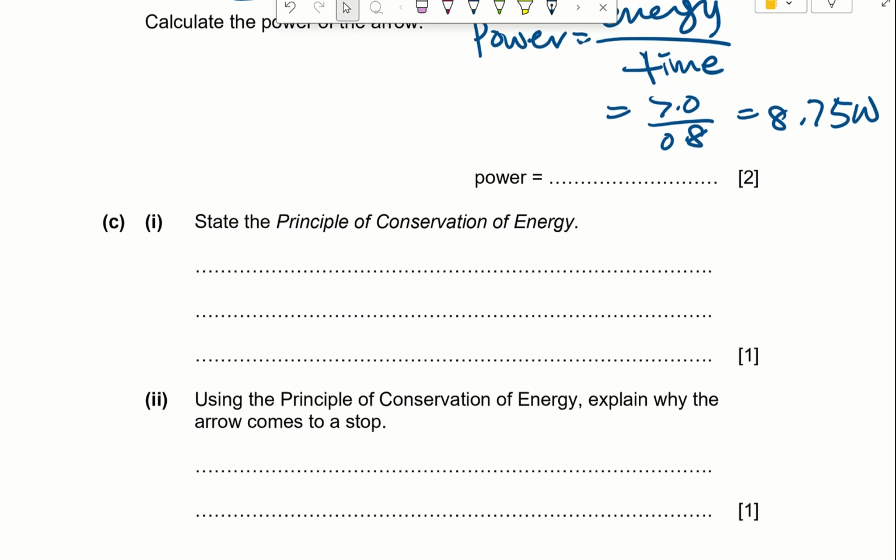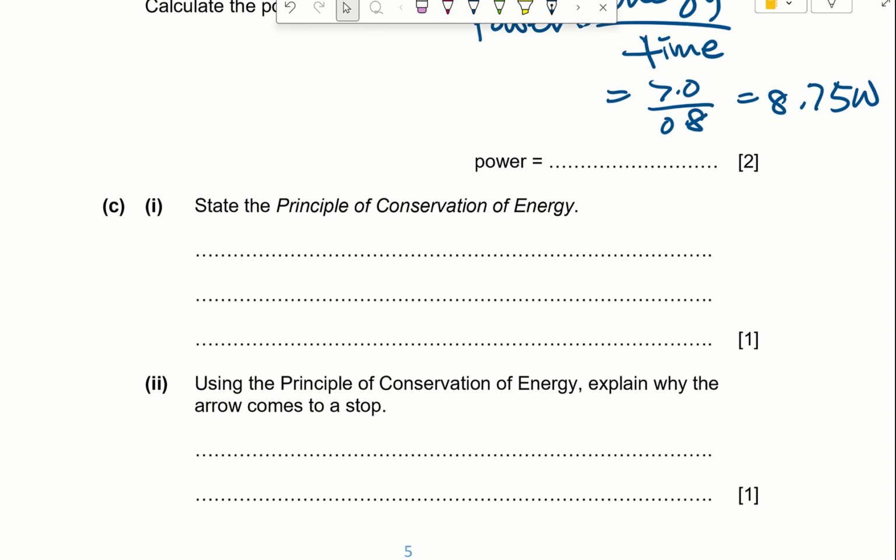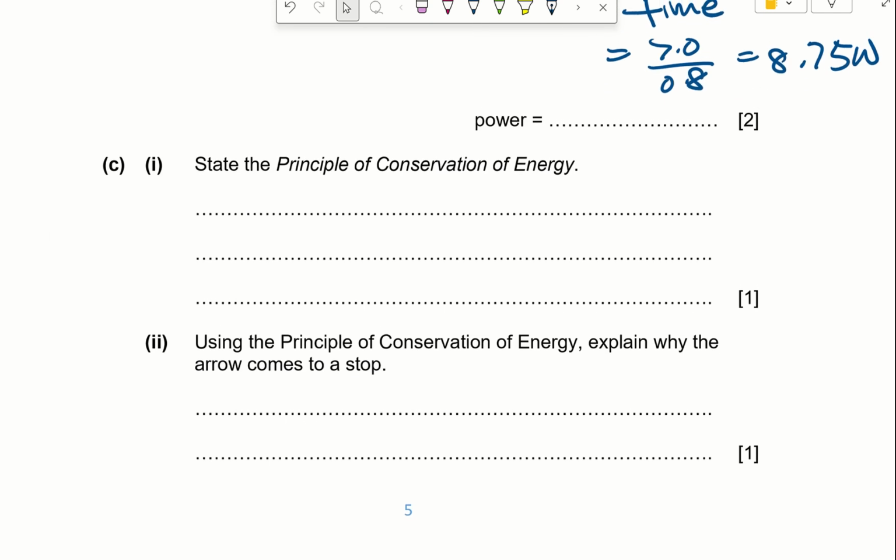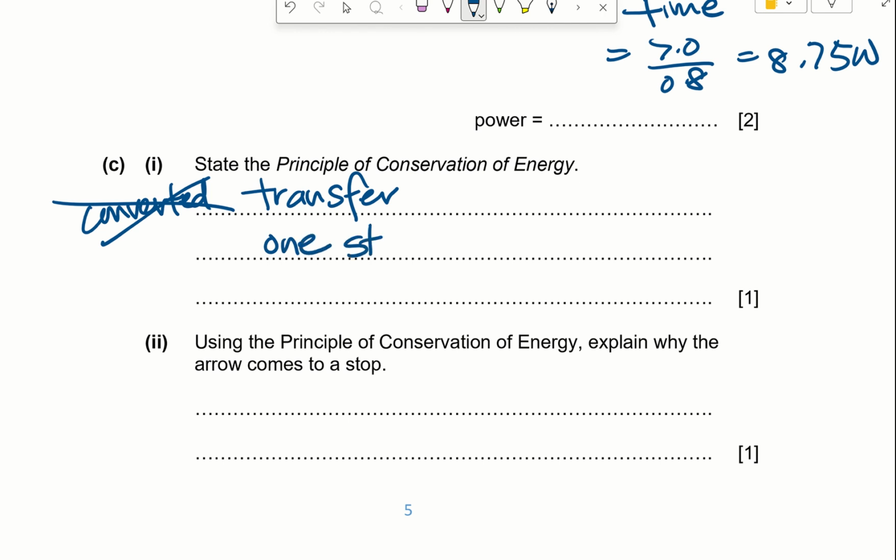Now state the principle of conservation of energy. So remember to write down the correct way. The previous syllabus says that it can be converted, right, from one form to another. No longer converted. Then you need to say from one store to another. Okay, and then you have the total energy in an isolated system is constant. Please go and check your notes.